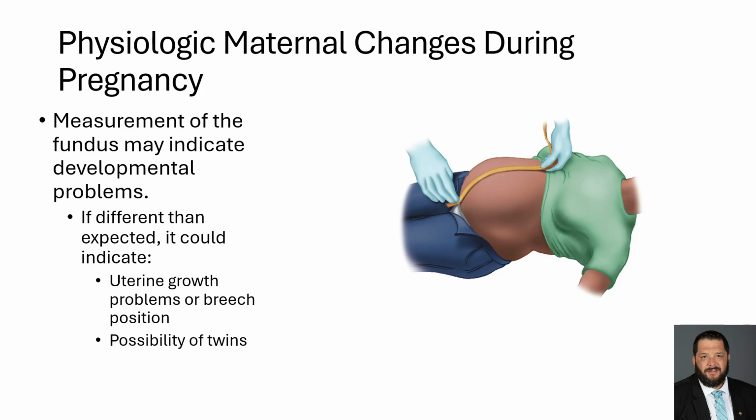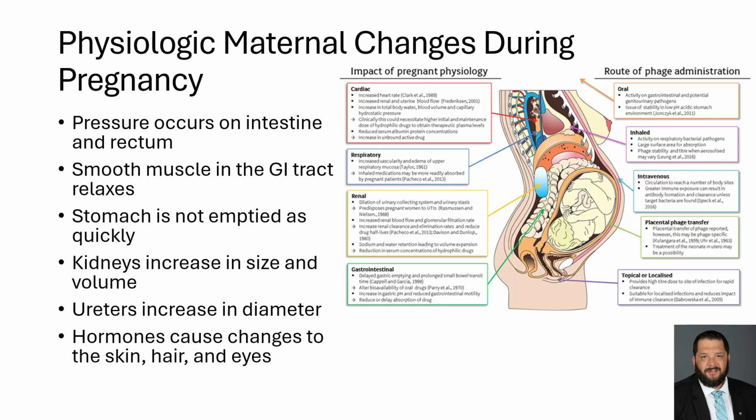Measurements of the fundus can help to indicate developmental problems. We measure the fundus starting at the suprapubic arch and measure to the top of the maternal patient's stomach and more predominantly up to the xiphoid process. And this dimension in centimeters can help give us a rough estimate of the gestational age in weeks of the fetus. If there is some significant difference, then it could indicate that there are problems with uterine growth, problems with baby positioning, or a possibility of twins.